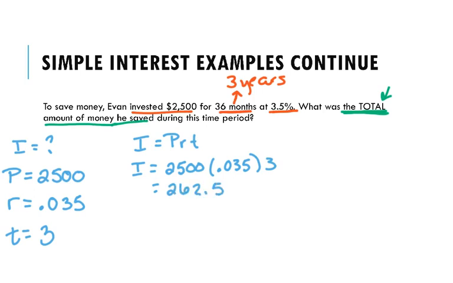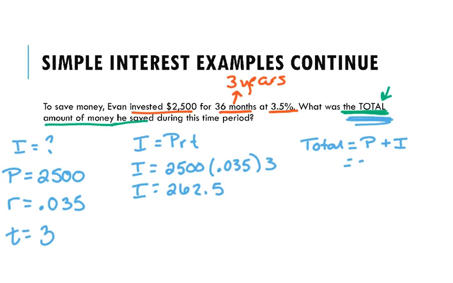262.5. But that's just your amount of interest. I need this word total here. So remember, total is when you take your principal amount and you add it to that interest amount, because you're trying to figure out how much he's actually saving during this time period.